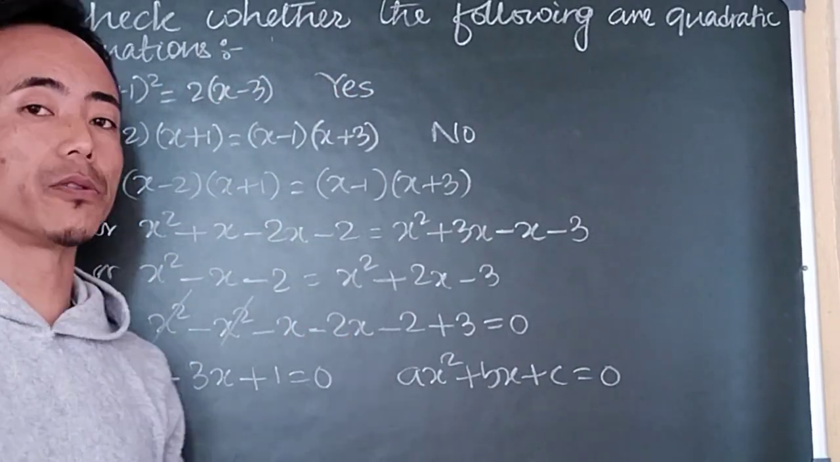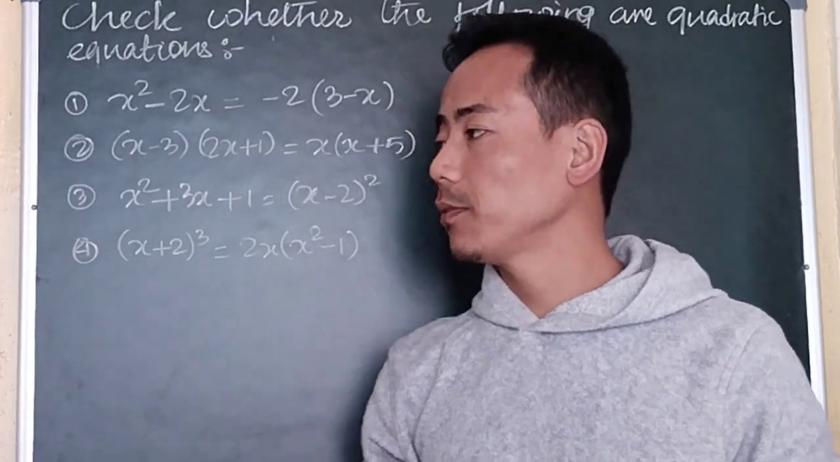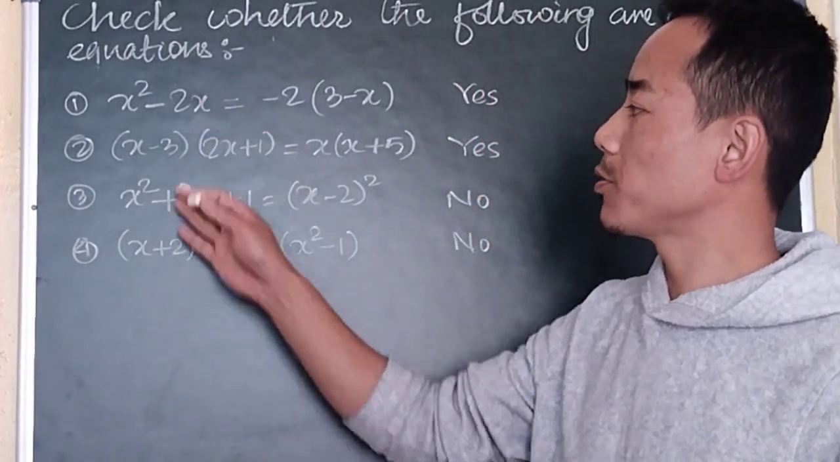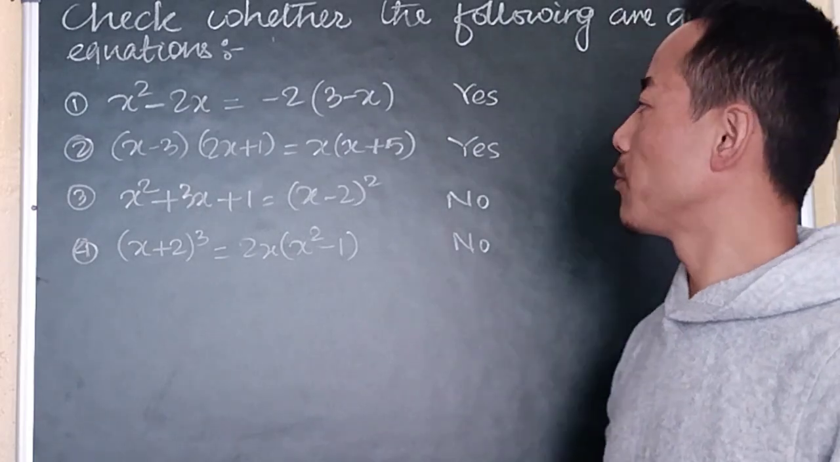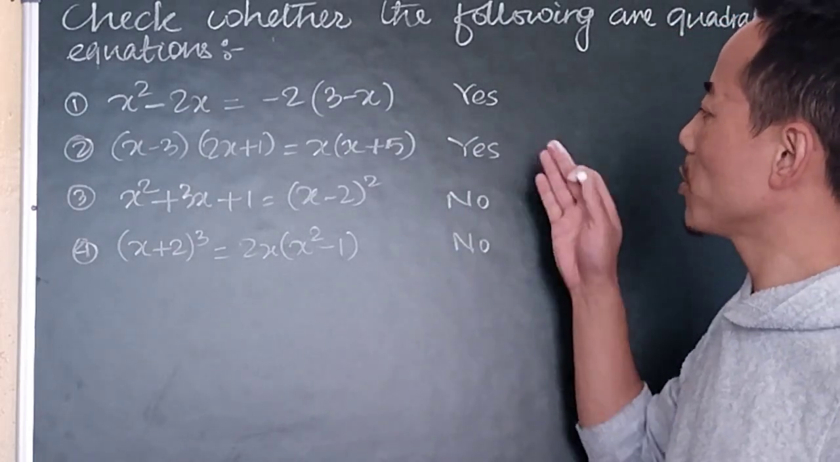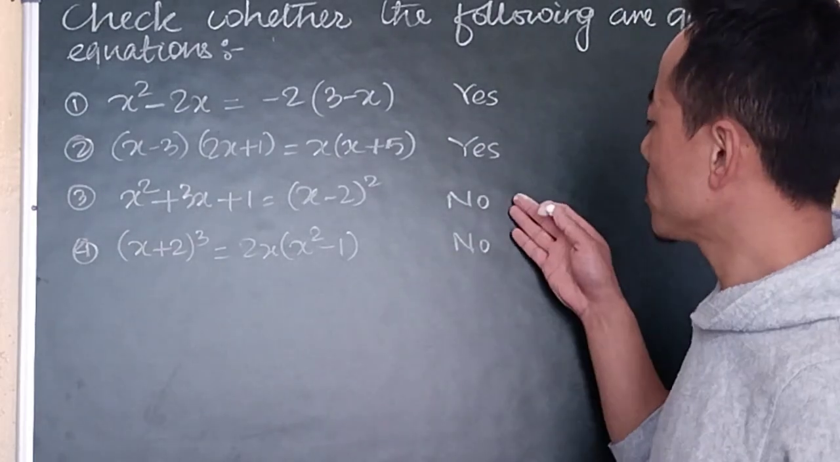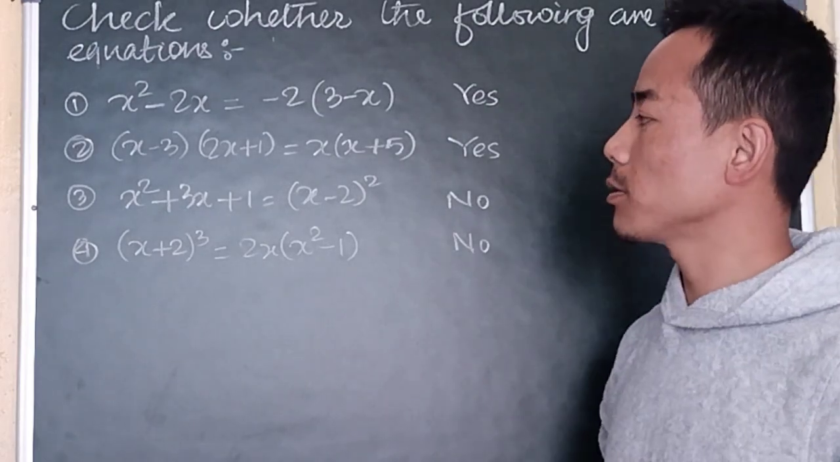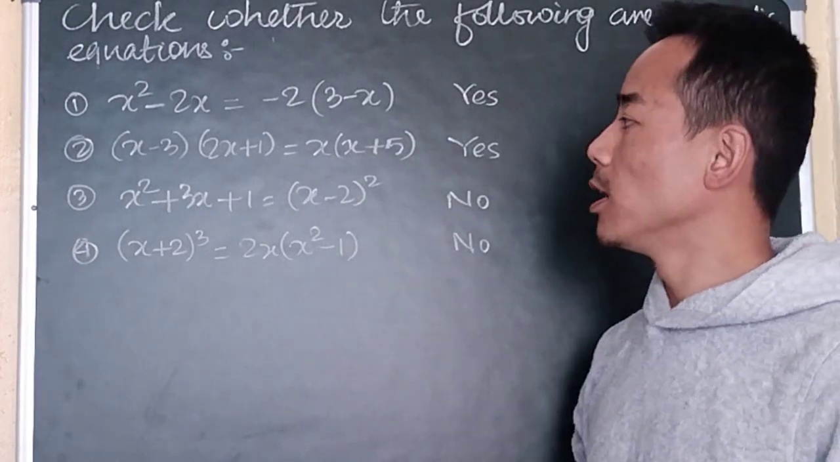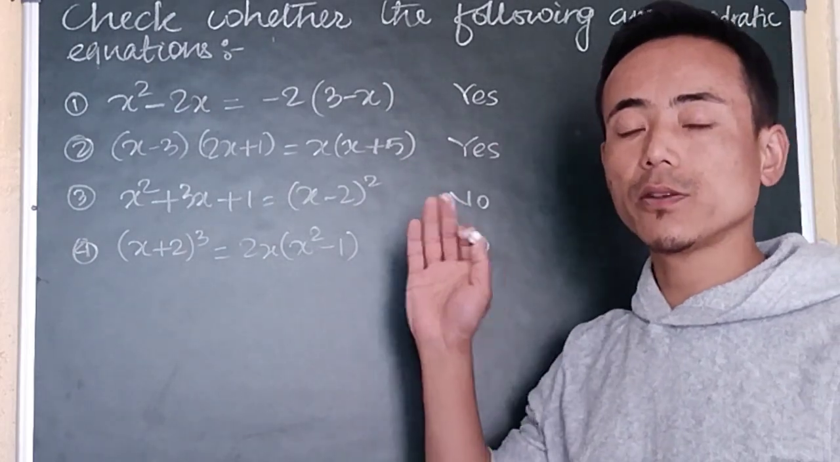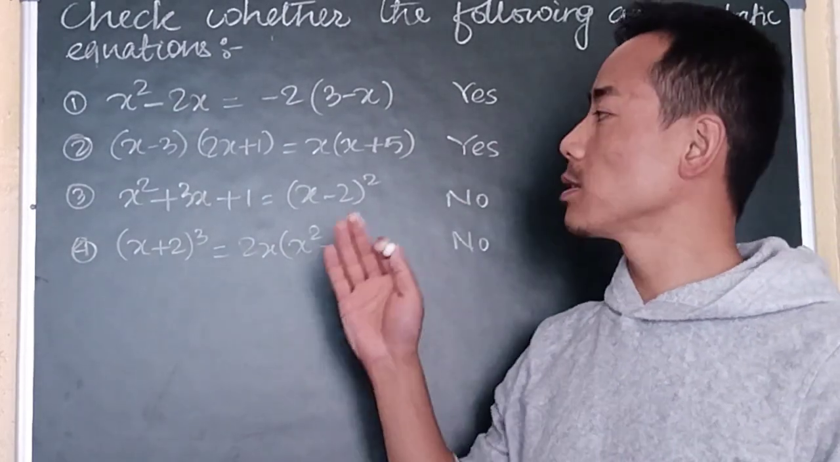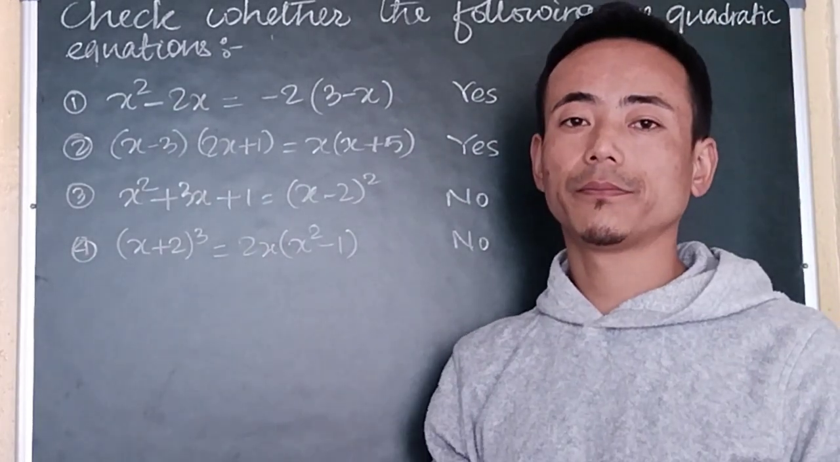I'll give you some more questions. So here I have given you 4 questions. 4 equations are there. So you have to check whether the following equations are quadratic or not. I have written the answer also. The first 2 equations will be quadratic. The third and the fourth are not quadratic equations. So you will simplify these equations and verify yourself whether these equations are quadratic or not.